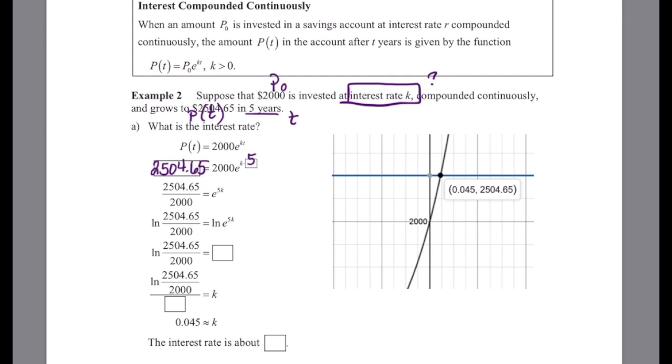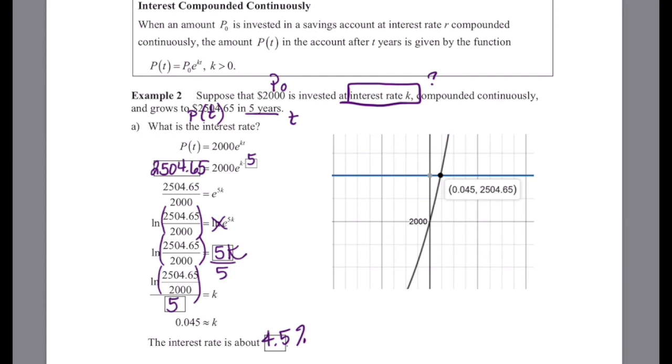Then we can take the natural log of both sides. And when we take the natural log, we know the natural log and e cancel one another. So I'm left with 5k. And then take the natural log of all those values divided by 5, which gives us a value of 0.045, which is k, and its interest rate, then turning that decimal into a percent, is about 4.5%. We could also use the intersect method.